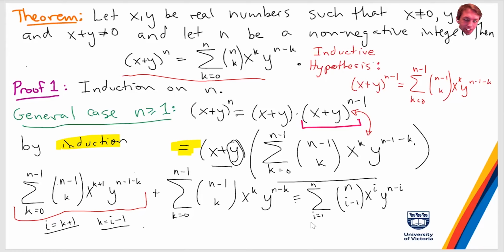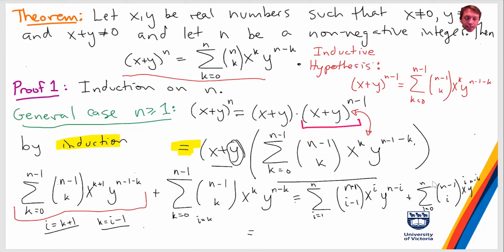So if I substitute here, I get n choose i minus 1, x to the i, y to the n minus i. This is just substituting k equals i minus 1. I can also write this second sum in terms of i, letting i equal k, so i equals 0 up to n minus 1. Sorry, that should have been minus 1 in the first sum. n minus 1 choose i, x to the i, y to the n minus i.